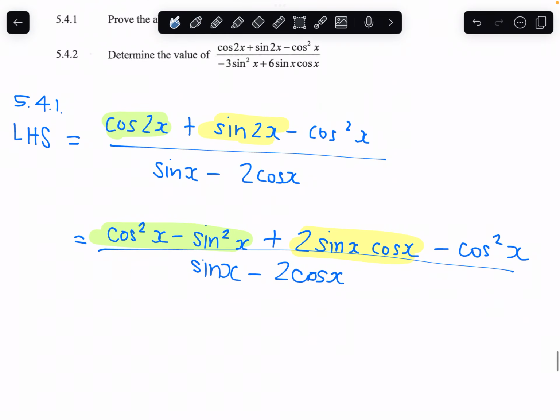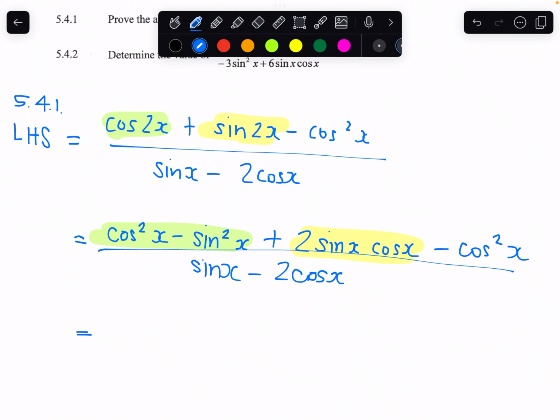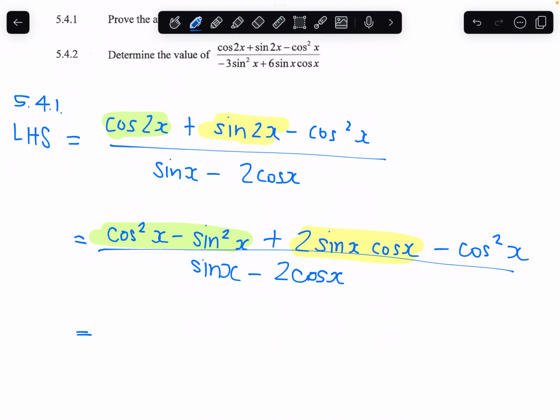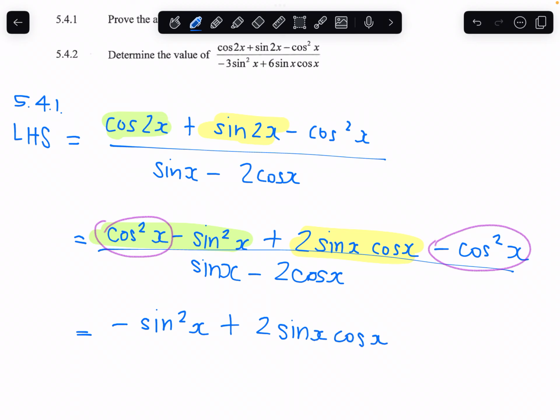Right, then indeed we can cancel. So this guy minus that guy results in a 0. Cos² x minus cos² x is 0. So then all we're left with at the top is negative sin² x plus 2 sin x cos x, divided by sin x minus 2 cos x.